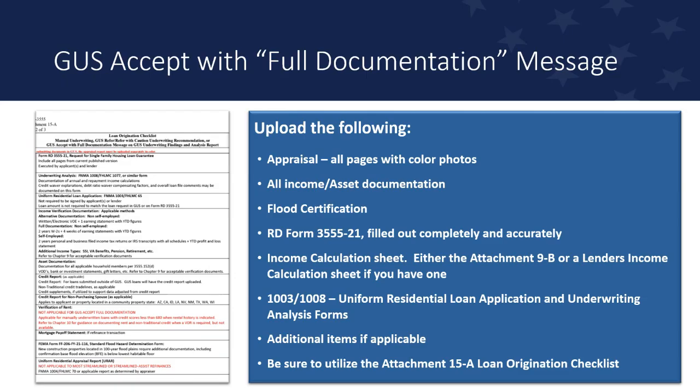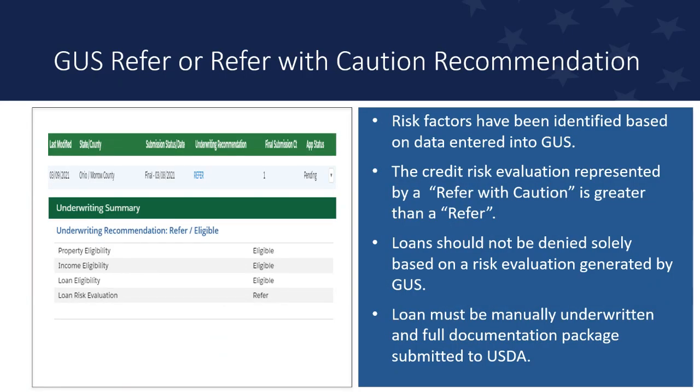All income and asset documentation, the flood certification, RD Form 355521 filled out completely and accurately, your income calculation sheet, either the attachment 9B or a lender's income calculation sheet if you have one, your 1003 and 1008, and then any additional items if applicable. Be sure to utilize the attachment 15A loan origination checklist to ensure you have submitted the required documents to rural development as well.